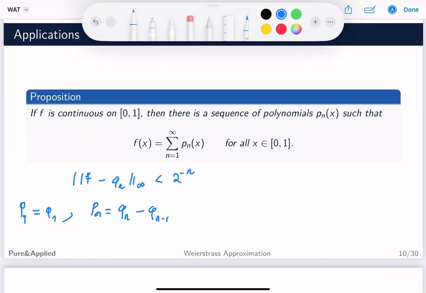For this one, you will see that if you sum the p_n's, say from n equals 1 to m, this will be q_m, because the sum telescopes. We know this converges uniformly to f, because this is how we constructed them, and hence we have this result. The series is going to be f. So this is again a very cool application of the Weierstrass approximation theorem.